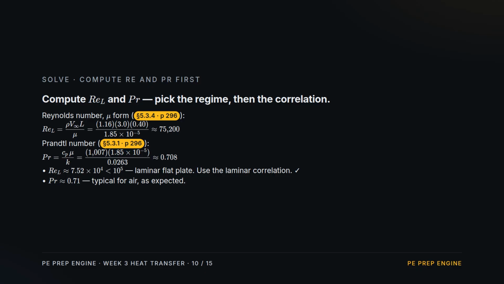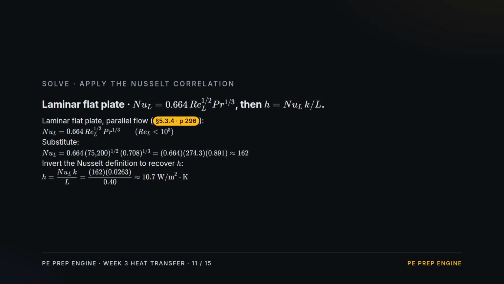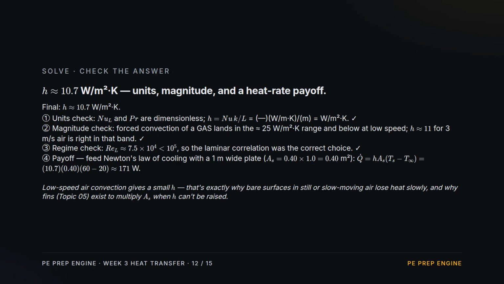Reynolds L is rho times velocity times L over mu, about 75,200. Prandtl is Cp times mu over K, about 0.71, just what we expect for air. Reynolds L is below 10 to the fifth, so it's a laminar flat plate. Apply the laminar flat plate correlation. Nusselt L equals 0.664 times Reynolds L to the 1/2 times Prandtl to the 1/3. Substitute, and Nusselt L is about 162. Invert the Nusselt definition to recover H. H equals Nusselt times K over L, which gives about 10.7. Final answer. H is about 10.7.